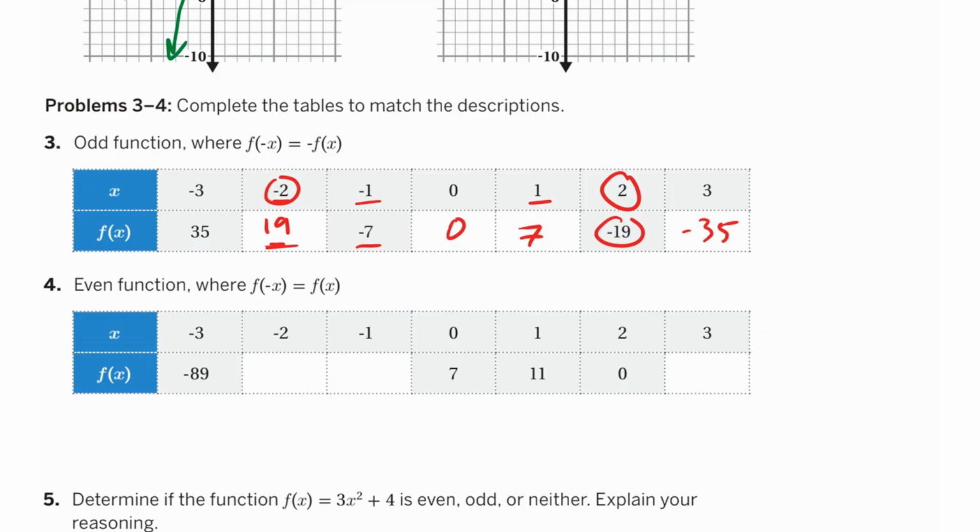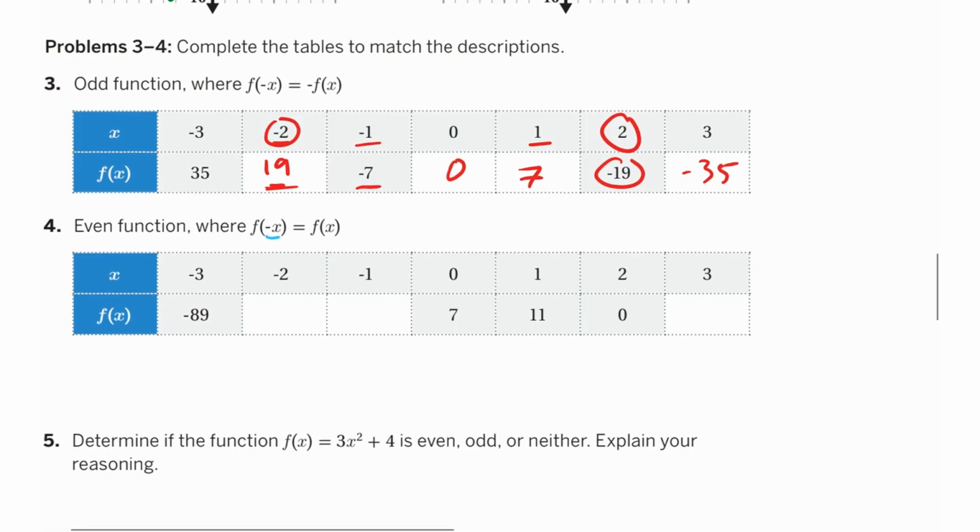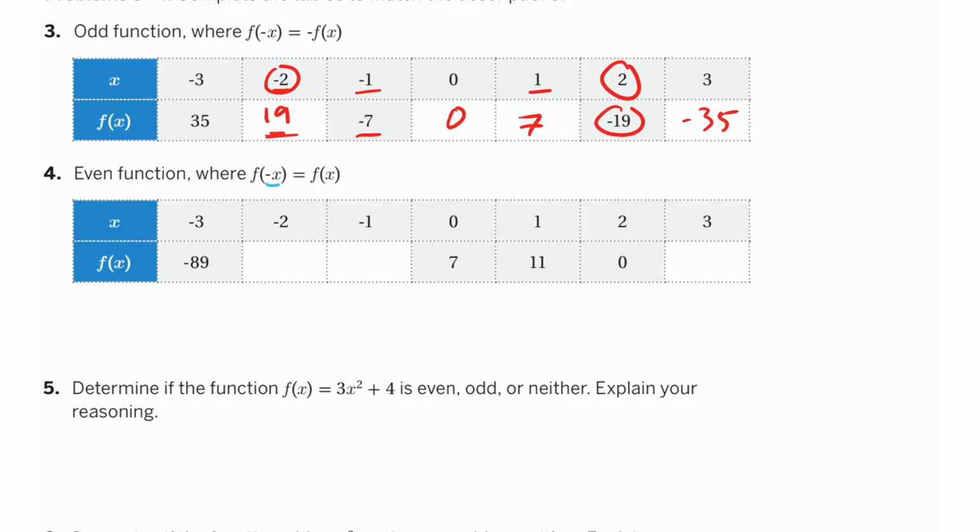For number 4, we have f of -x equals f of x. So every negative input gives us the same as our original output. If I'm looking for the output for -2, it's going to give me the same output as +2, which would be 0. -1 will give me the same output as +1, which would just be 11. And +3 will give me the same output as -3, which would be -89.